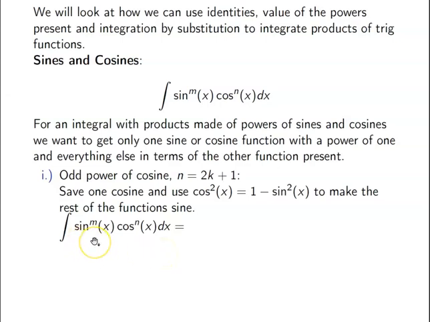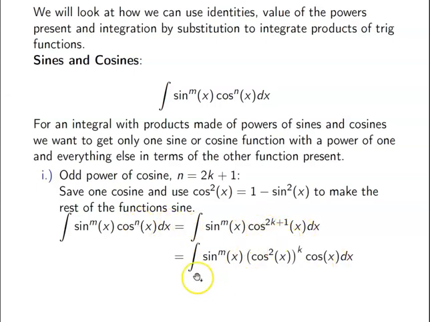What it will look like in general, just to get you started: we have m powers of sine, n powers of cosine, where n is odd. So we can replace n with 2k plus 1. I'm going to pull one cosine out. The rest of these are squared, so I'm going to have k of them. If you combine this together, you'll notice that I have 2k plus 1, the odd number, again.